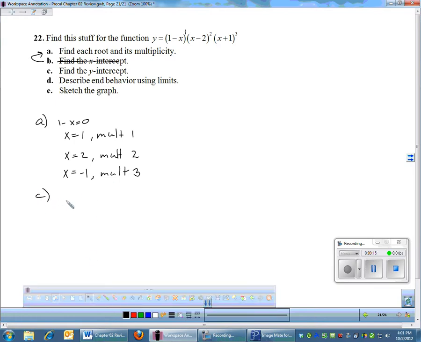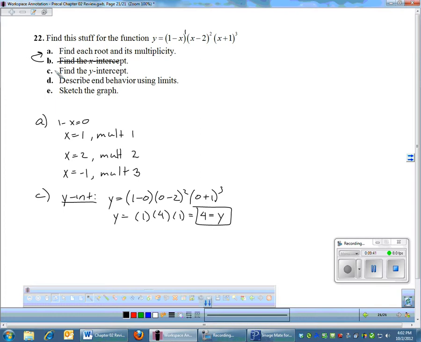That's embarrassing. Okay, y-intercepts. For y-intercepts, you plug in 0 for x. So my y-intercept is going to be y equals 1 minus 0 times 0 minus 2 squared times 0 plus 1 cubed. Negative 2 squared is 4. 0 plus 1 is 1, and cubed is still 1, so you have a y-intercept of 4. So there's my y-intercept.